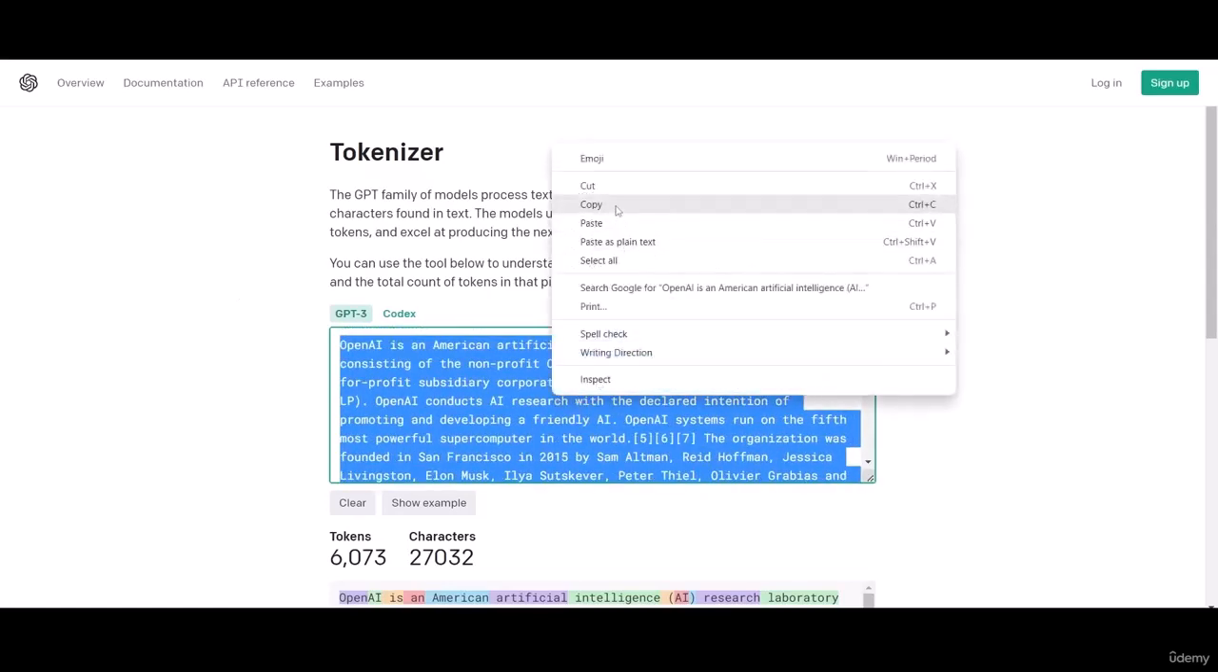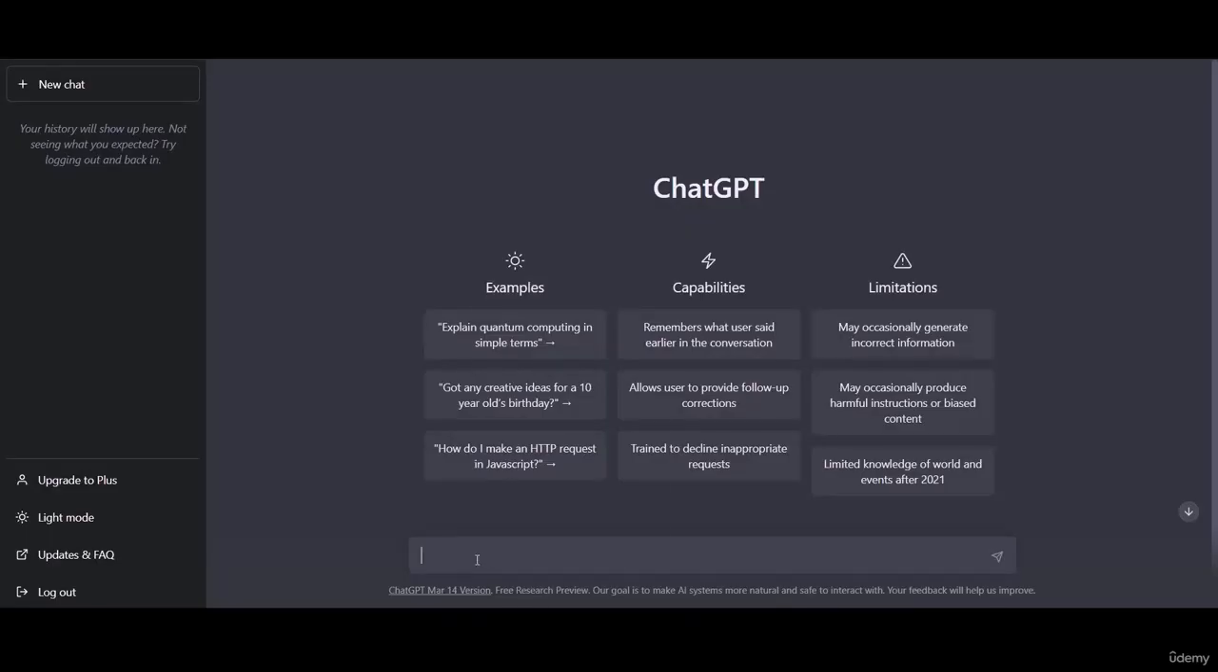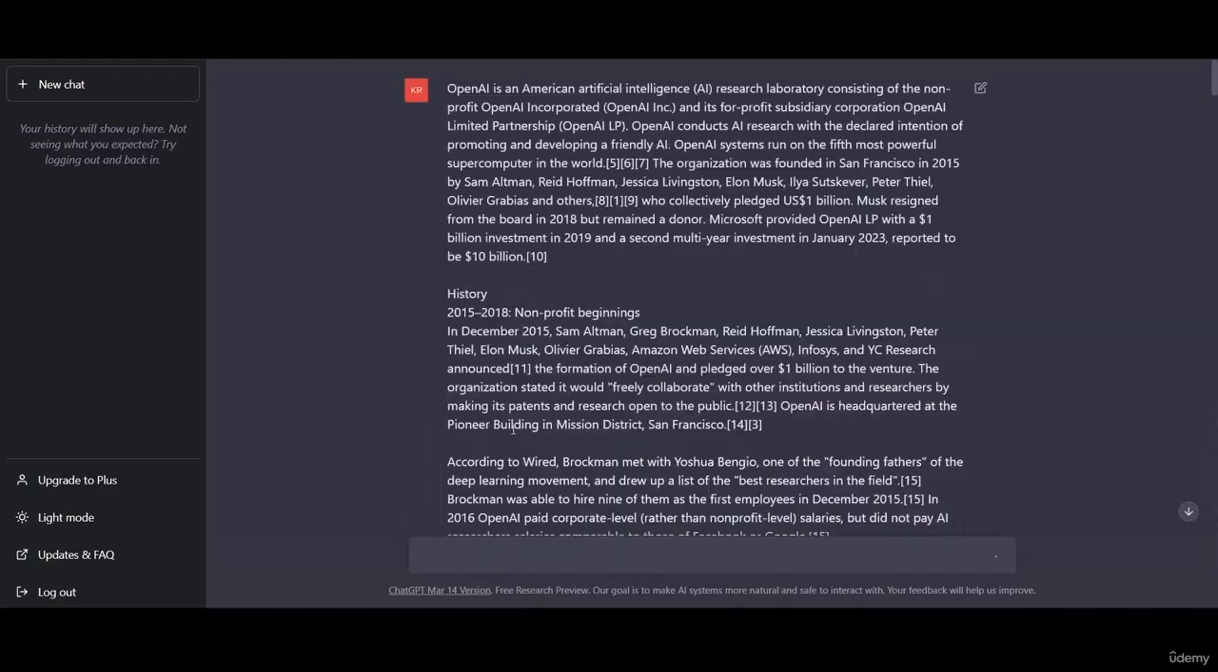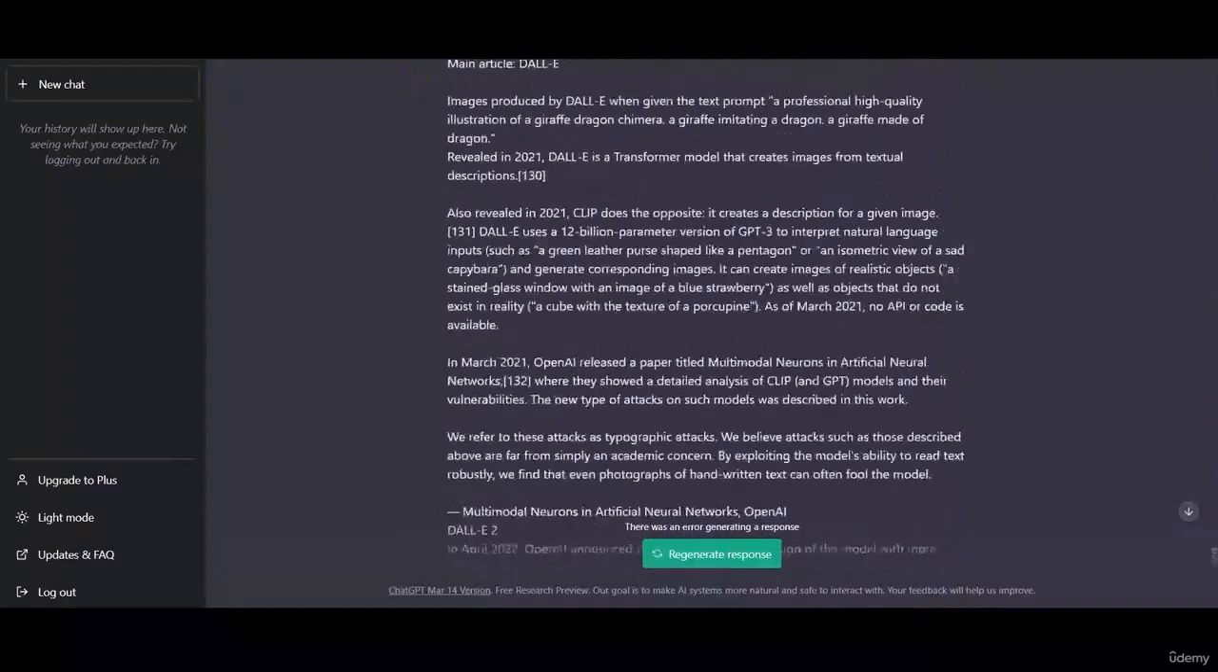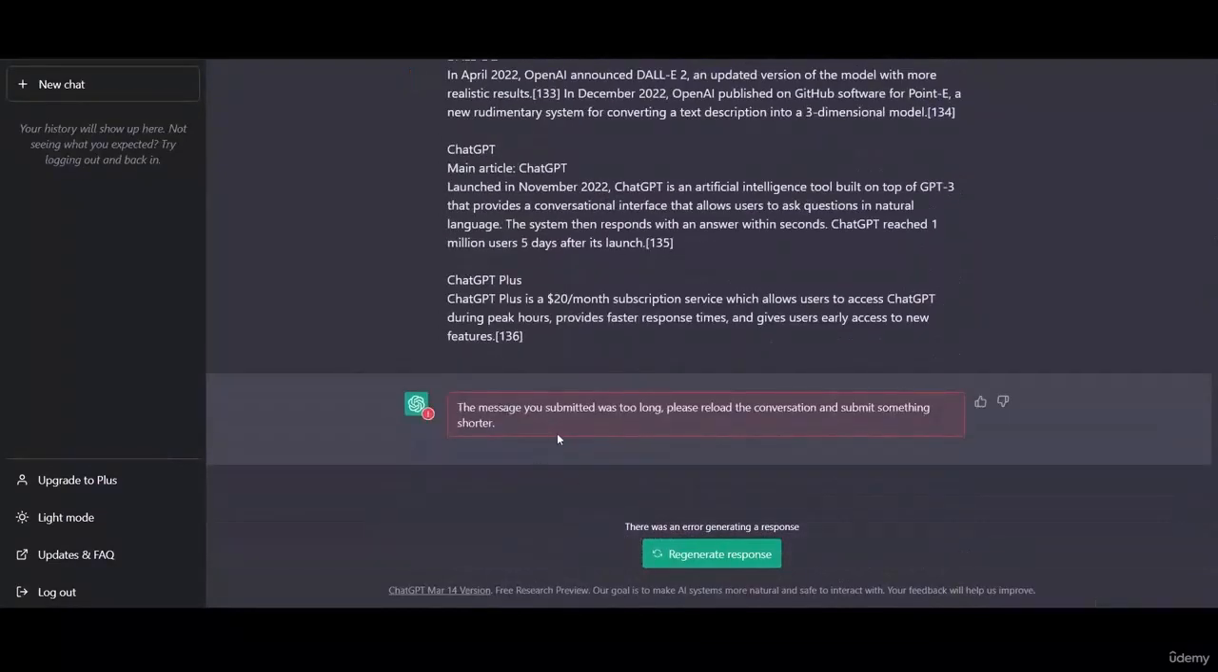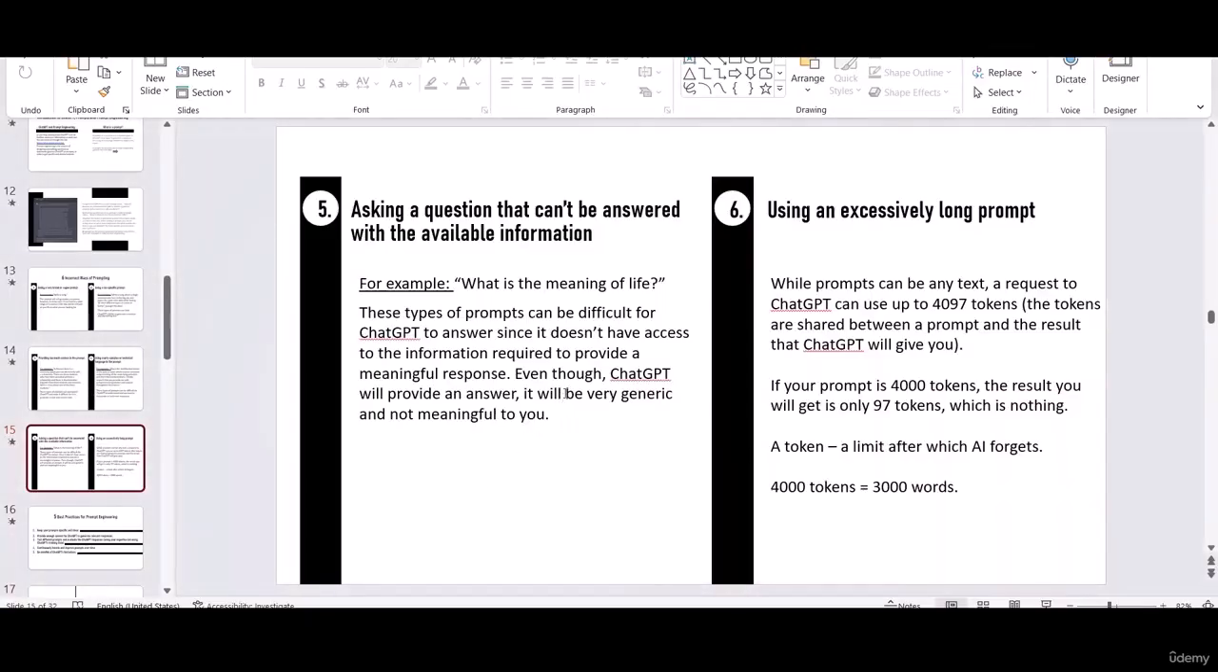and go to ChatGPT, paste, you get the message that you submitted was too long. Please reload the conversation and submit something shorter. As you can see, this is the limit of ChatGPT. Let's go back to the presentation. And this is the excessively long prompt.